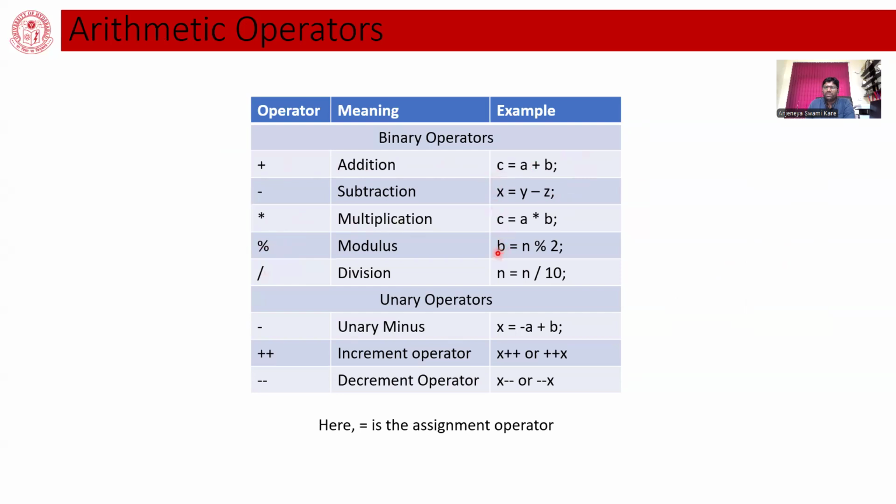Suppose I write n = n / 10. It means that we compute n divided by 10, and then that is assigned to n. These are binary operators because they need two operands. Suppose you want to perform addition, you need at least two numbers, right? Two numbers to add. That is why they are called binary operators.